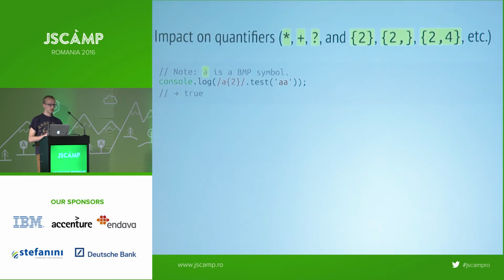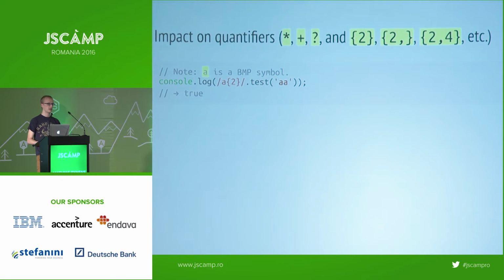Now, quantifiers are also impacted, and quantifiers are things like the asterisk or the plus sign or the question mark or numbers wrapped between braces. They indicate how many times you want to repeat a certain part of your regular expression. And in this example, we're matching two consecutive A symbols. And the result is true because the string matches the regular expression.